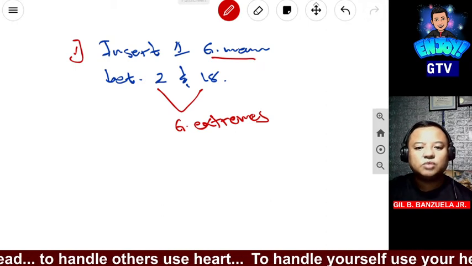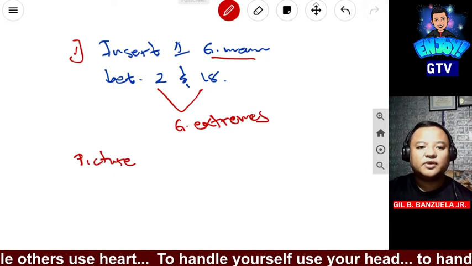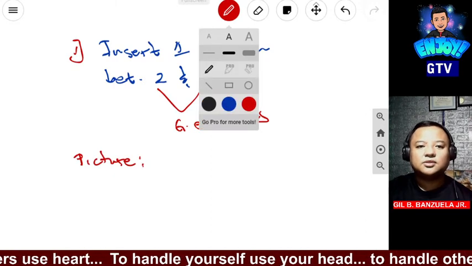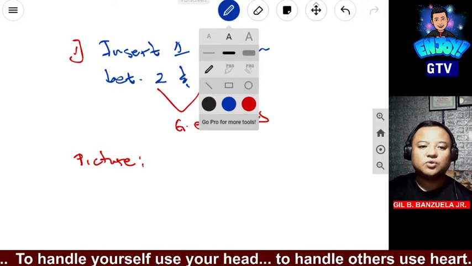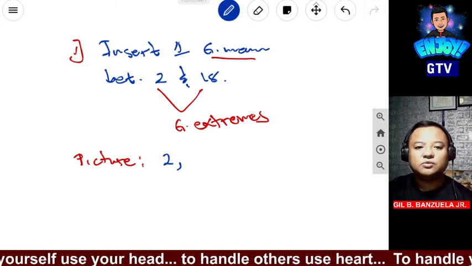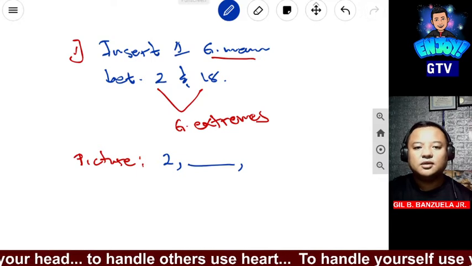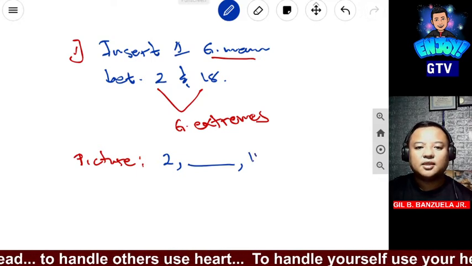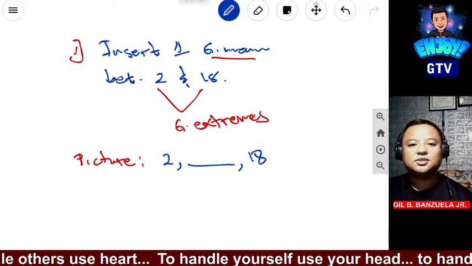So to solve this kind of problem, we need to picture this out first for us to have a better understanding or picture of what is happening in the problem, no? So our first term is 2, and we are asked for the geometric mean between 2 and 18, or between our geometric extremes. Alright?